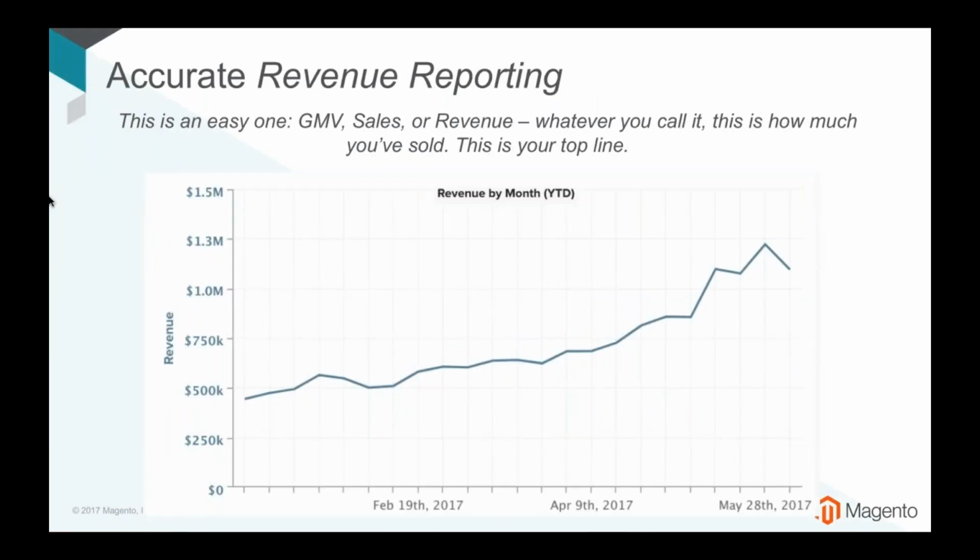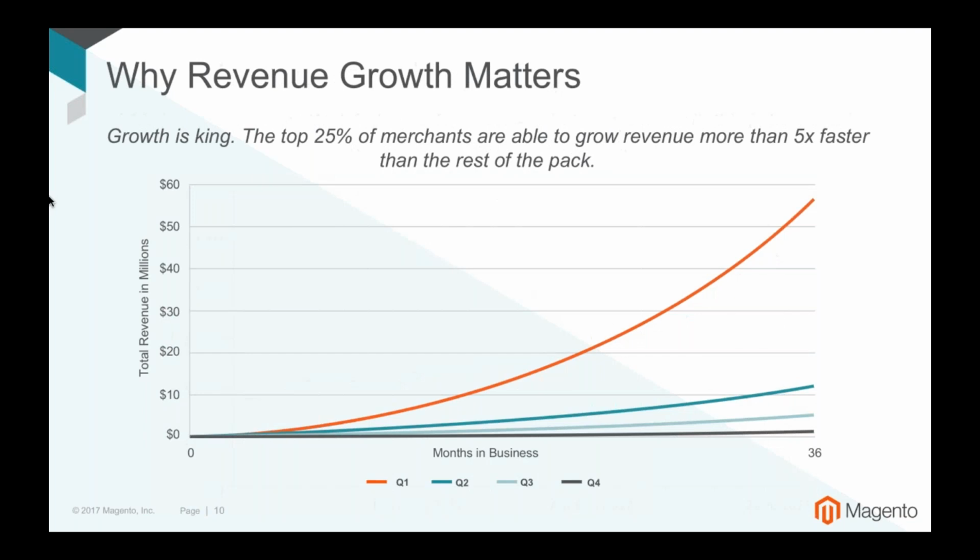And really accurate revenue reporting is a cornerstone of what we bring to the table with Essentials. Whether you call it gross merchandise value or sales or revenue or demand, there are different terms in different businesses, but it's really the key metric that your business is watching to understand its growth at the top line, which is a really important part of the business story. To some people, the most important part. And there's a reason it's so important, and it's because growth is king.